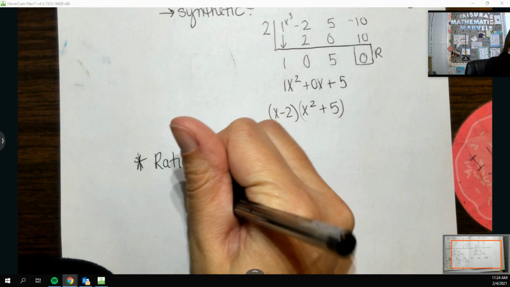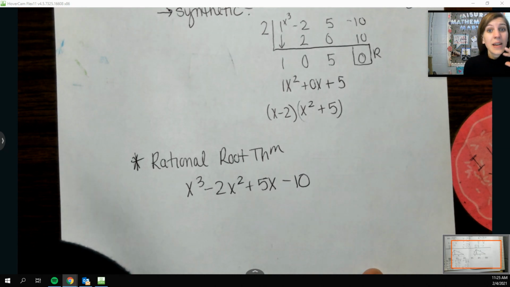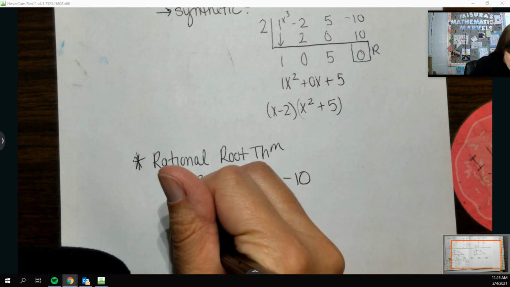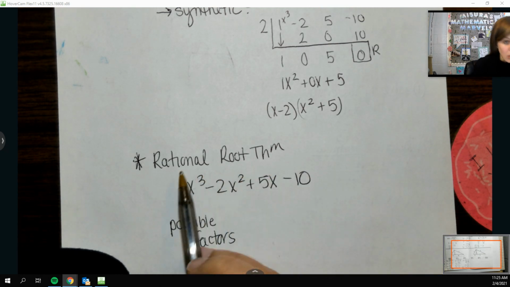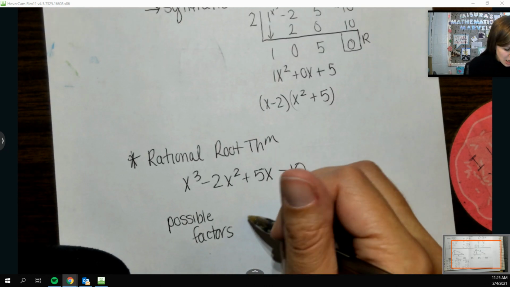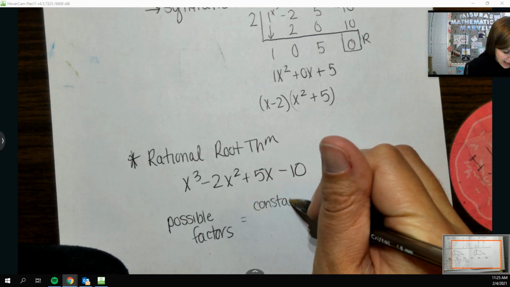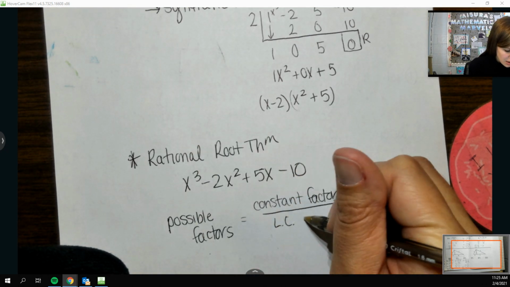So if you have a polynomial, x to the third minus 2x squared plus 5x minus 10, that same guy from before, if I don't know a factor of it, like I didn't know that x minus 2 is in it, you can find all of your possible factors, or rational factors, because it might not have real factors, or it might have irrational factors, and you can't find those, but you can find rational factors, so nice number factors, by taking the constant factors and dividing them by the leading coefficient factors.